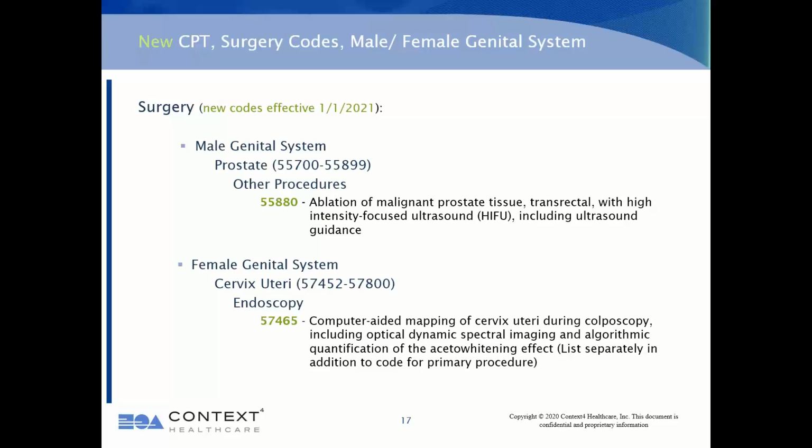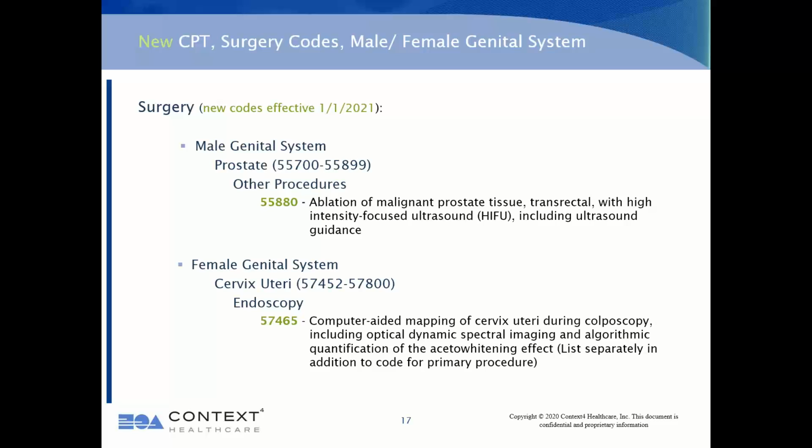Two new codes in the genital system section for 2021. In 55880, HIFU is a thermal ablation method for treatment of prostate cancer, performed via a transrectal approach. In 2020, this is reported with HCPCS code C9747. And then the second code at the bottom of the slide, 57465.